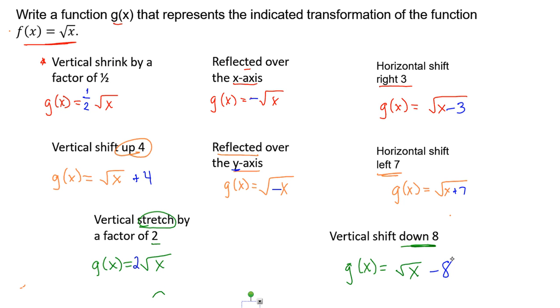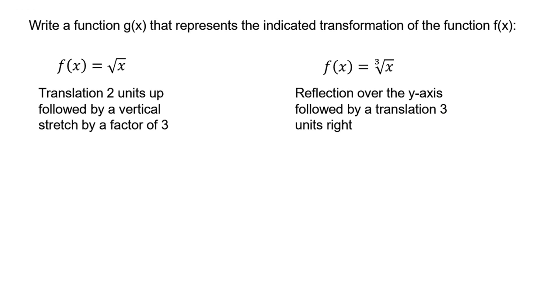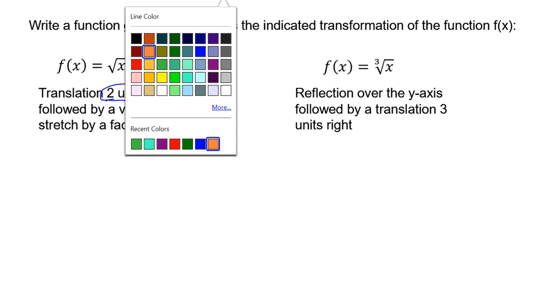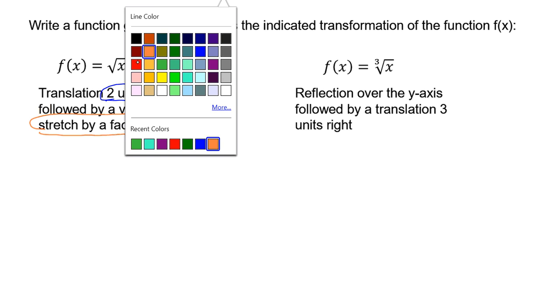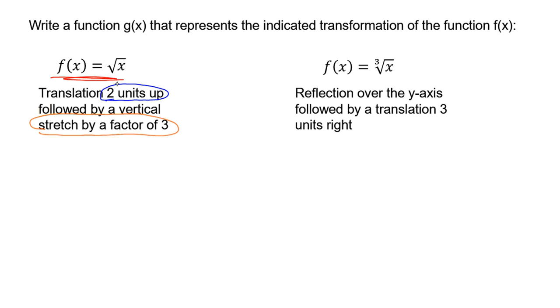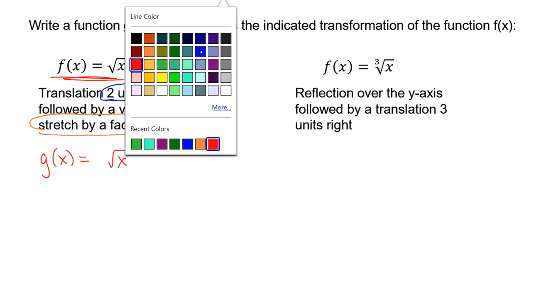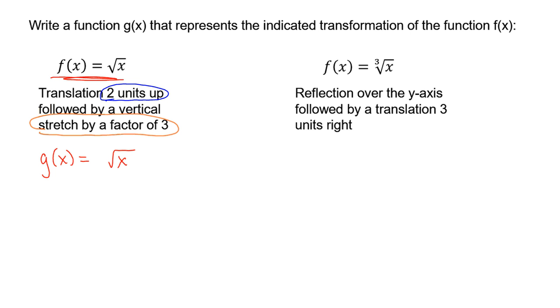Okay, so you should be able to use your cheat sheet. Maybe you don't need them. You need to know where each of the steps goes. That's fine. Let's combine a couple of them. So we're going to go translation 2 units up, and then we're going to have a vertical stretch by a factor of 3. There's our original parent function. So our new function is going to be g of x equals. Now I'm going to start by putting in the original function, and then we'll make changes to it according to the transformations provided.